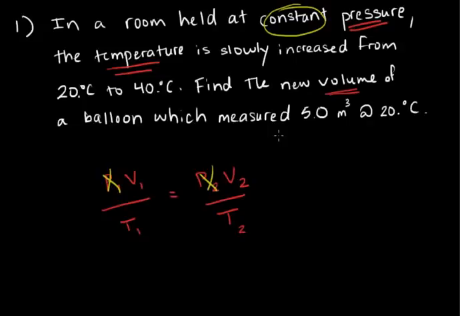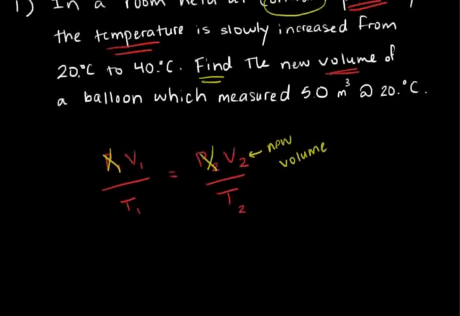Now we want to see what we're trying to find. We want to find the new volume of a balloon which measured 5 cubic meters at 20 degrees Celsius. So the new volume, the volume in the new state, is going to be V2. So we need to solve for V2 in this expression. And we can do that quite easily simply by multiplying both sides of the equation by T2. So that's going to cancel out on this side, and we're going to get V2 is equal to T2 times V1 all divided by T1.